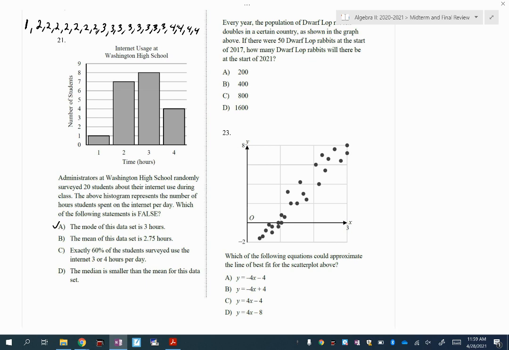The mean of this data set is 2.75. Again, you would add all those numbers up. What I like to do is to use multiplication help. So you have 1 times 1 plus 7 twos plus 8 threes plus 4 fours. So that's going to be 1 plus 14 is 15. 15 plus 24 is 39. 39 plus 16 is 55. So my sum is 55 divided by 20 students. We can go to Desmos to see what that is, to see if the mean is 2.75.